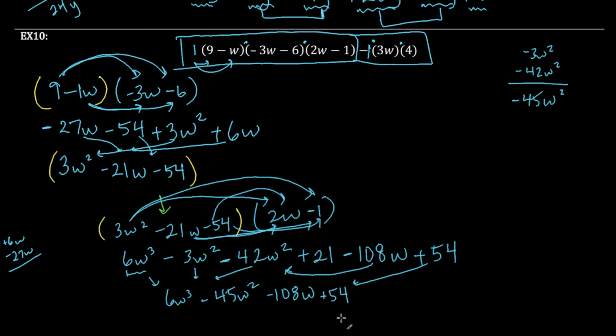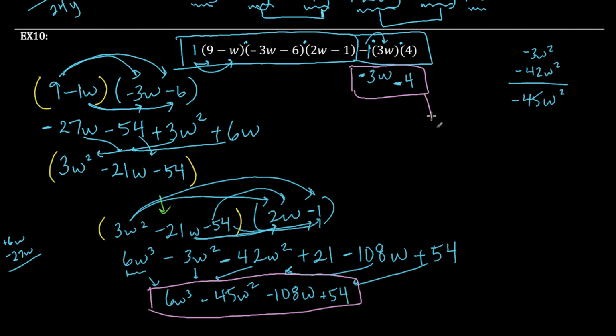Okay, now I'm still not done because I finished this one group. Now I need to finish this group here. So a negative times a positive is a negative 3w. A negative times a positive is a negative 4. That's the only multiplication I needed to do up there. So I'm going to box these in a different color. So that's my final product there, and that's my final product here. But I need to combine them.